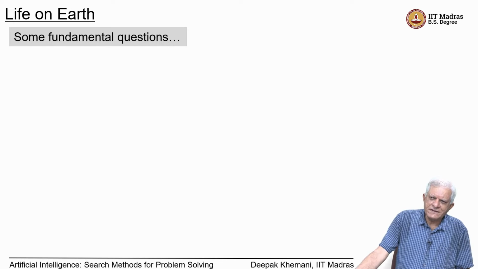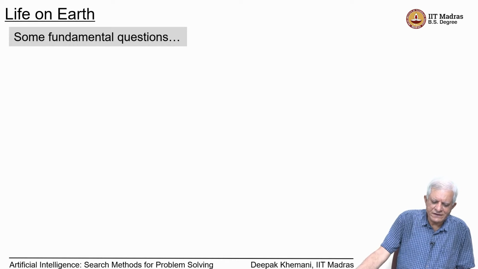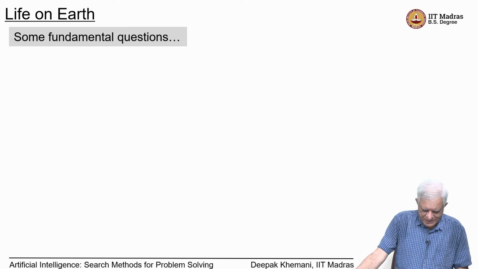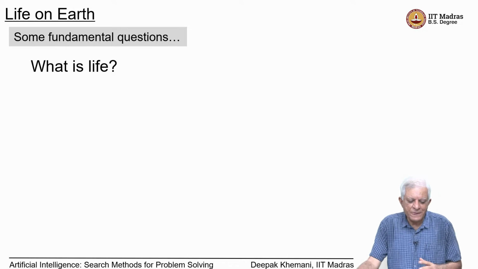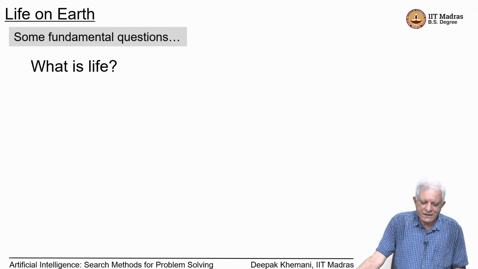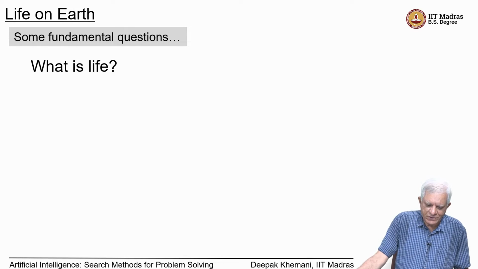We take inspiration from what is happening in the natural world, and if you consider life on earth, there are some fundamental questions that we can ask as to what is life. So this is all a little bit of philosophy, just to set the background for our genetic algorithms.